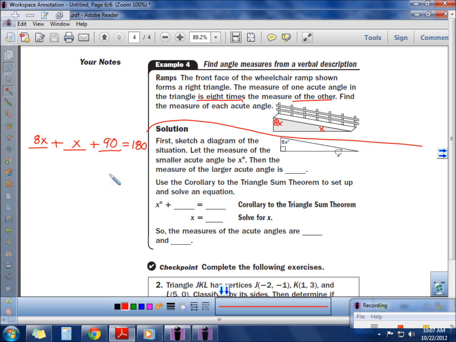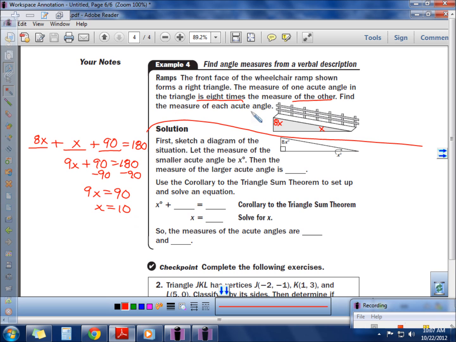How do I solve this one? Yeah, so 8x plus x is 9x plus 90. Subtract 90 from each side. 9x equals 90. Divide by 9. x is 10. Does that answer the question?